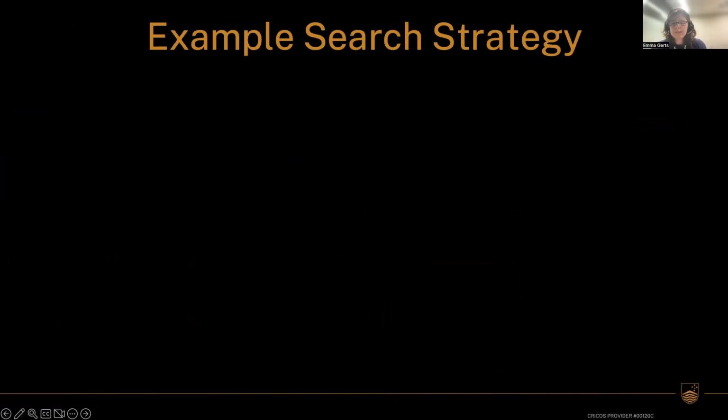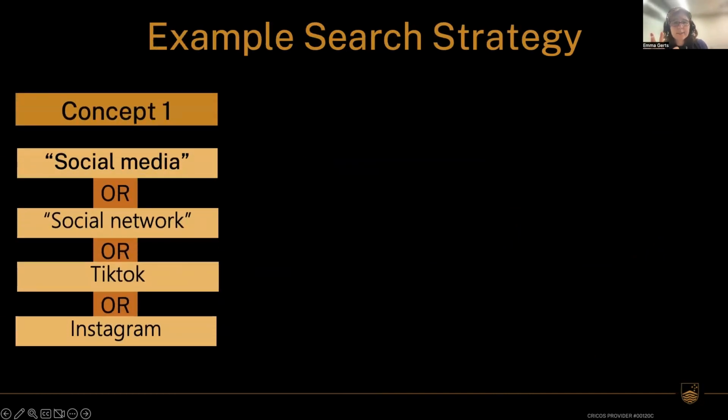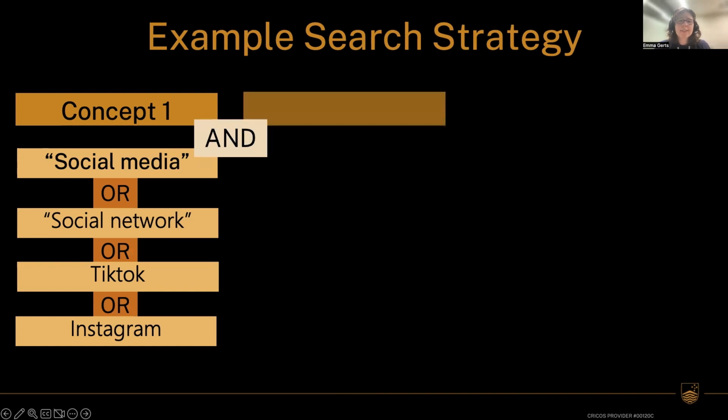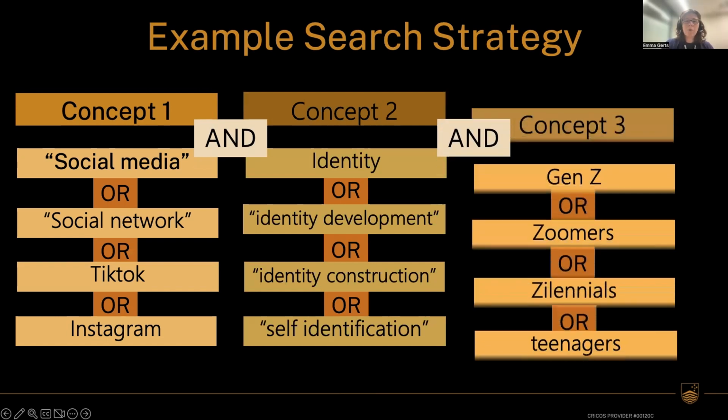So what this ends up looking like is something like this. In our first bucket, our first concept, we have our social media concept. So this is our first idea in our search. And so you can see here, we've got our social media and its related terms, and we're using OR to connect each of those related terms. Then we use our AND operator to connect that to our second concept around identity. And so here again, we have identity, and then we have our related terms connected by OR. And then we can go on and add more concepts.